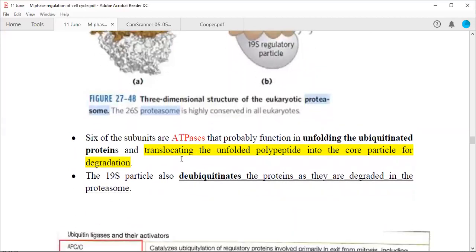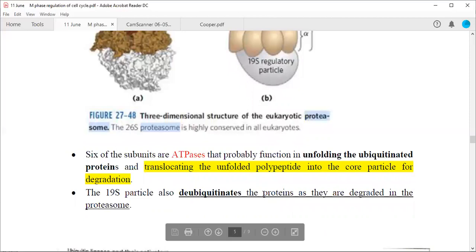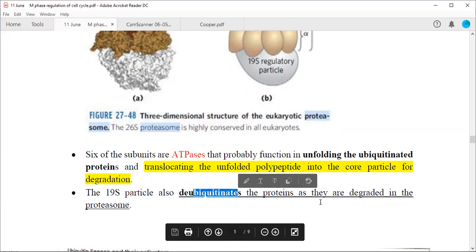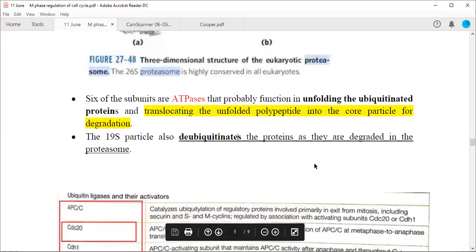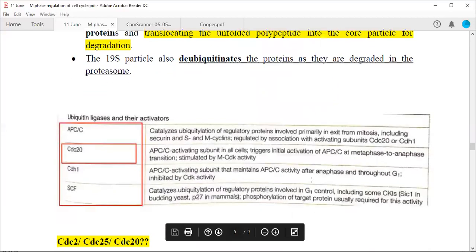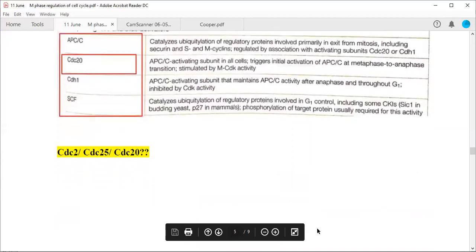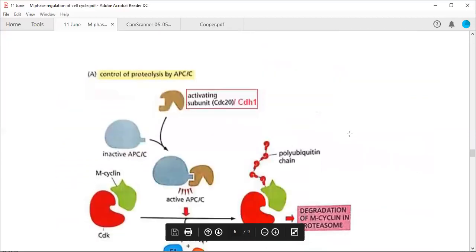Okay, so this 19S particle, which has a regulatory role, also de-ubiquitinates the protein as it is degraded in the proteasome. So it removes the ubiquitin tags over the target proteins while they are undergoing this degradation. I hope you are able to get the thing.